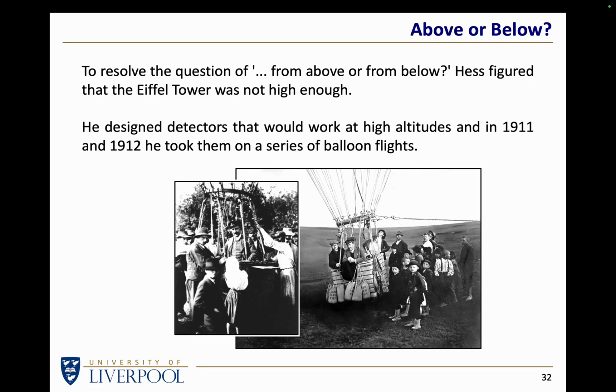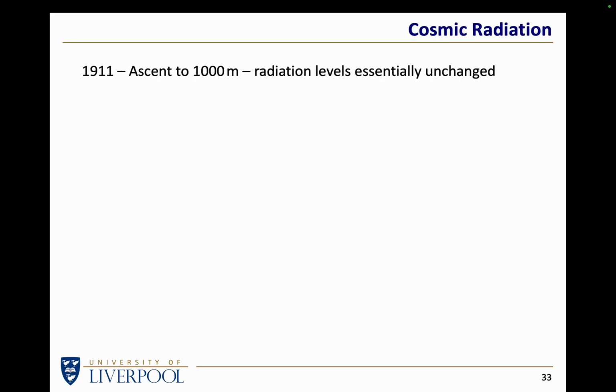He basically said, let's measure the radiation levels at ground level, and then let's go up in a hot air balloon higher than the Eiffel Tower and see if the radiation levels go up or go down. So this is what he did in 1911 and 1912. In 1911, he went up to about 1,000 meters or so. And he again couldn't quite tell whether the radiation was going up or going down or leveling off. The changes were simply not enough to be definitively clear as to what was actually going on.